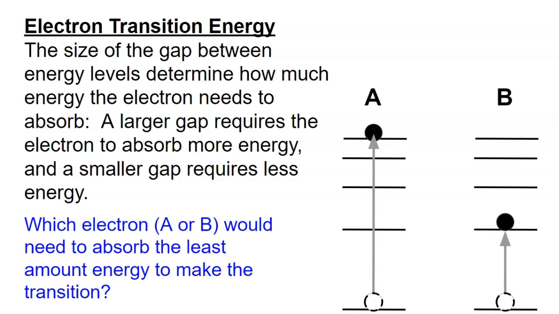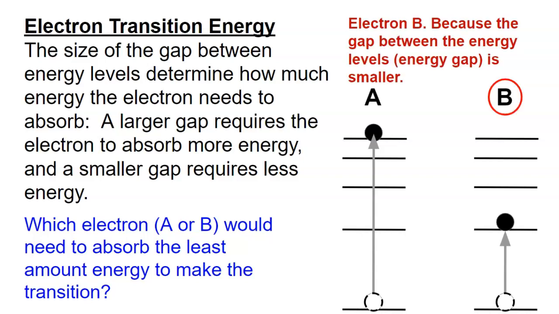Take a look at these two electrons that are undergoing transitions. Which electron, A or B, would need to absorb the least amount of energy to make the transition? That's right, electron B, because the gap between the energy level where it's starting and where it's going to is smaller than in electron A.